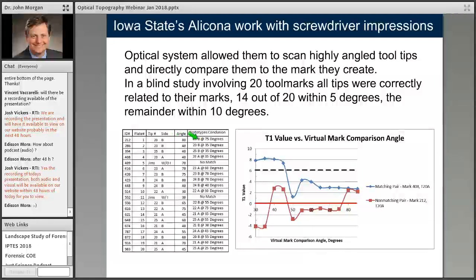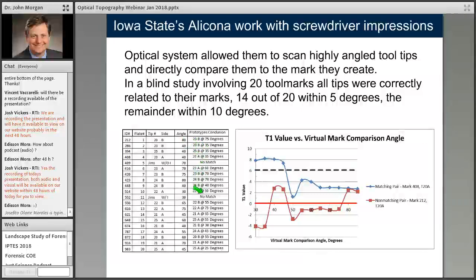The algorithm said 80 degrees, but the reality was 75. Most of these, though, were exactly right on. So here, 23B at 40 degrees was the prediction of his algorithm that was based on a large number of acquisitions of looking at screwdriver impressions, and it predicted 23B at 35 degrees.